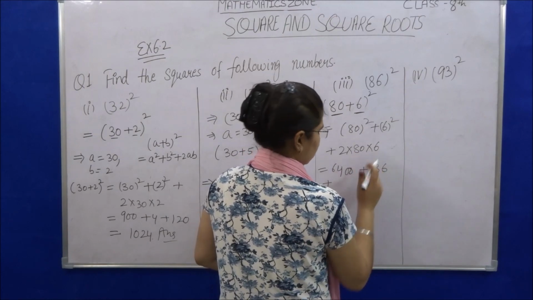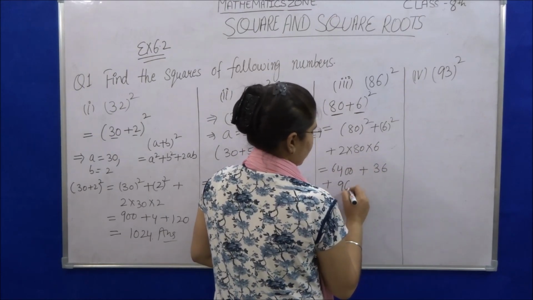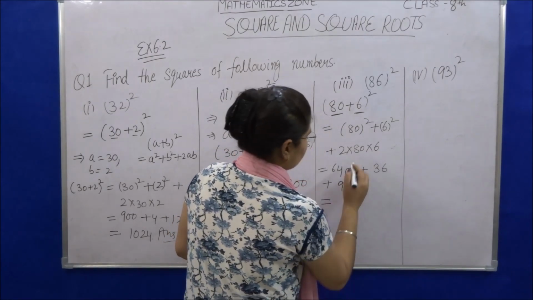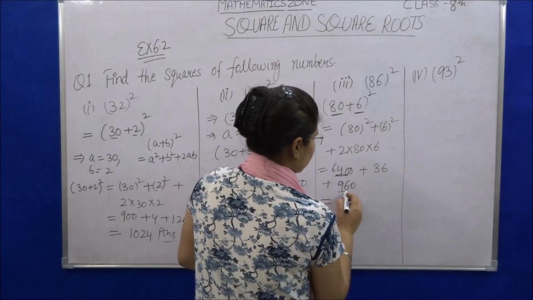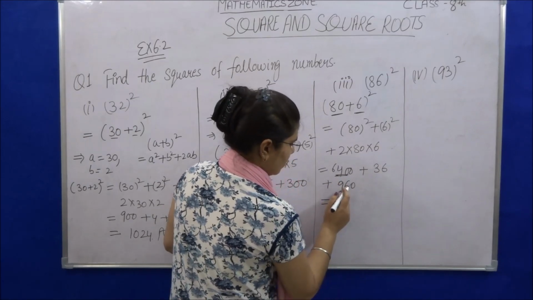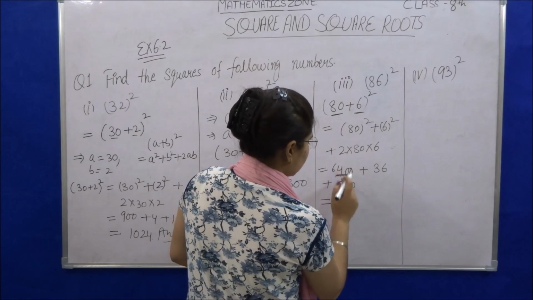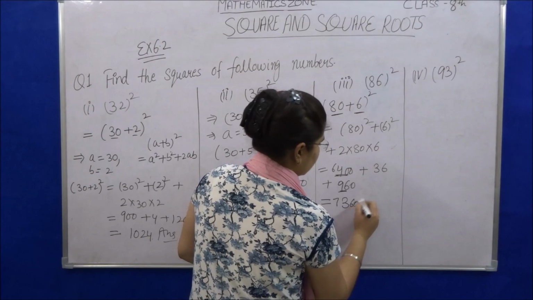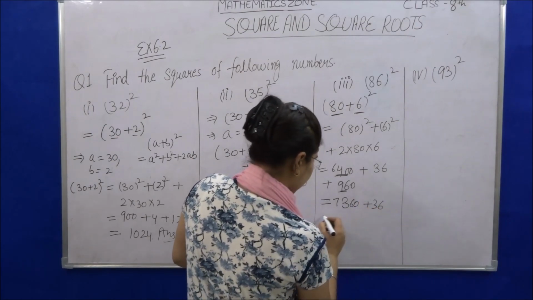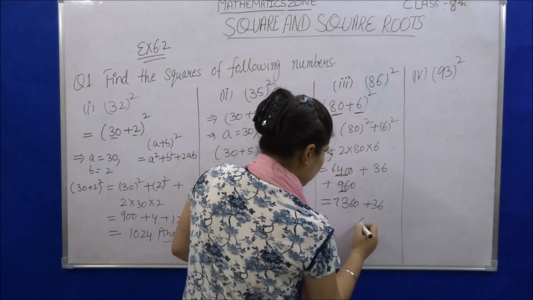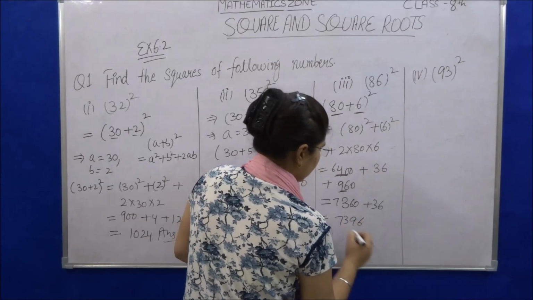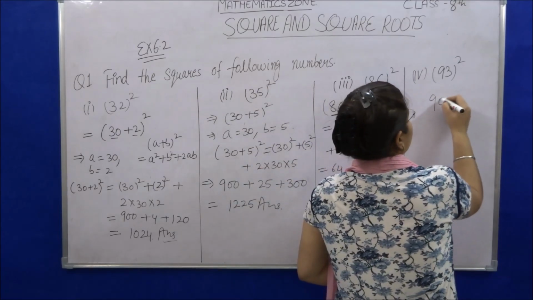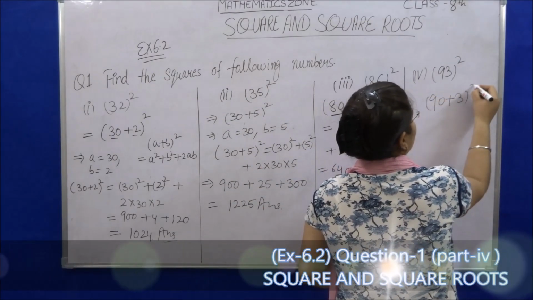16 times 6 is 96, so 960. Now 6400 plus 960, that will be 7360. Then 7360 plus 36 will be equal to 7396. So 7396.